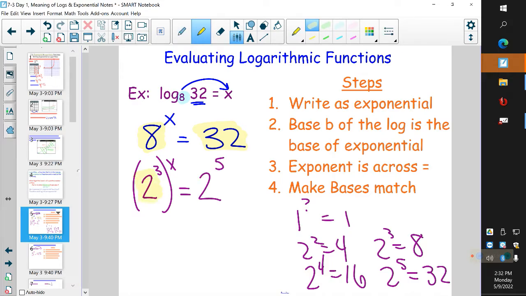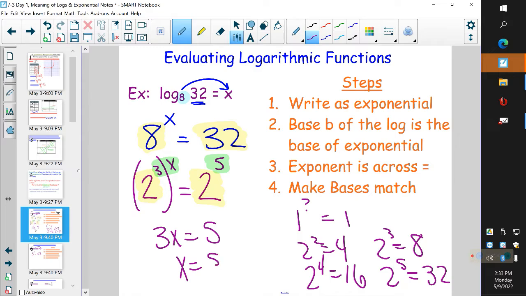So now that my bases are the same, I can set my exponents equal to one another to give me 3x is equal to 5. So then x is equal to 5/3.